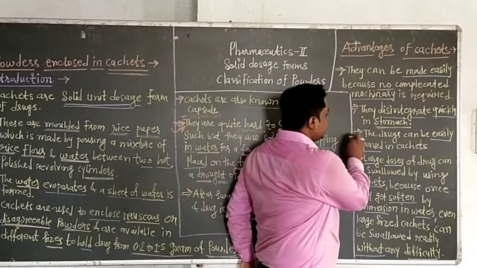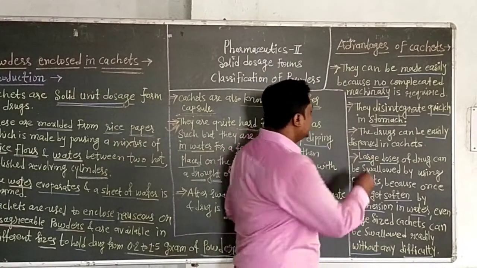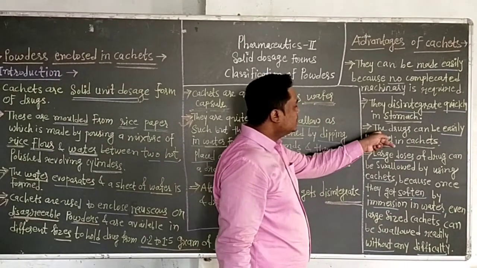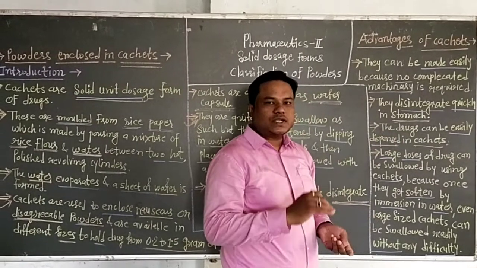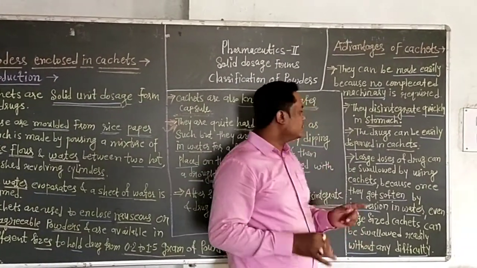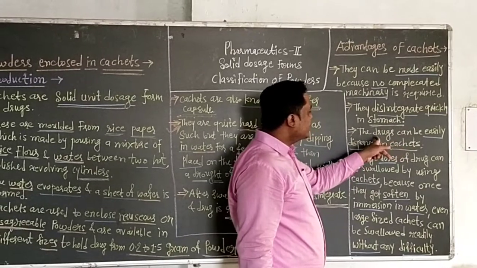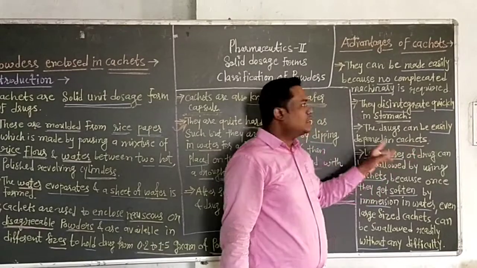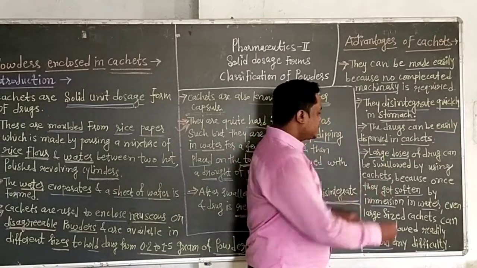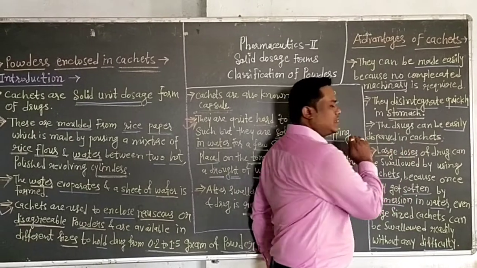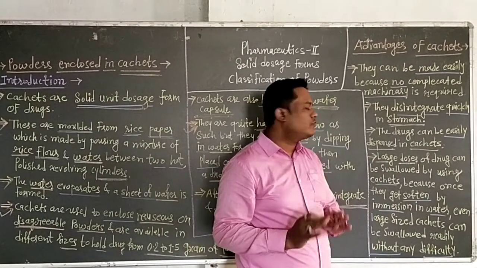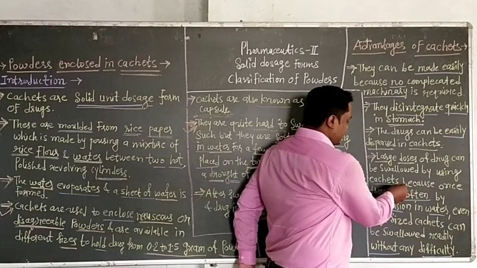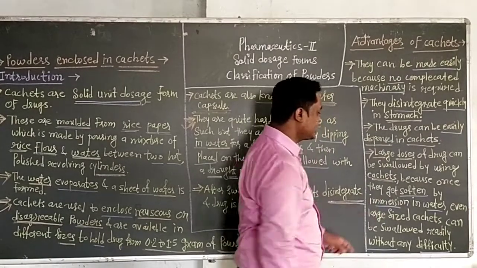The next advantage is the drug can be easily dispensed in cachets. To make the wafers, the drug is enclosed and the capacity is 0.2 to 1.5 gram. The drugs can be easily dispensed in cachets. And the last point is the large doses, meaning holding capacity ranging from 0.2 to 1.5 gram. Large doses of drug can be swallowed by using cachets. This is important. This is the advantage of cachets.